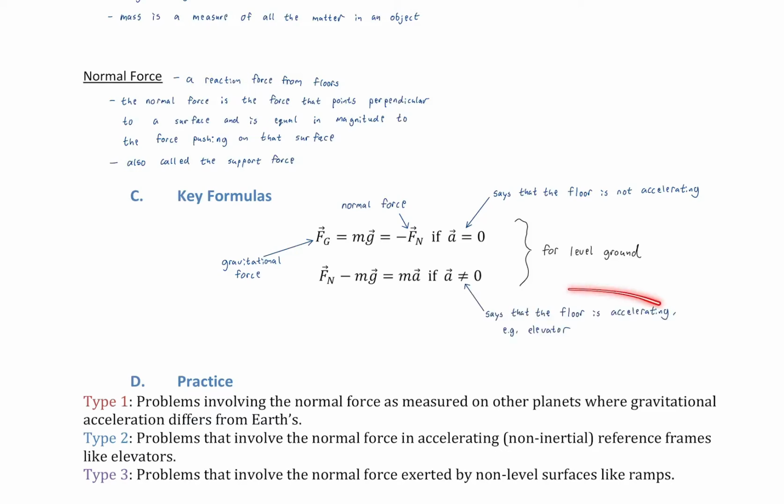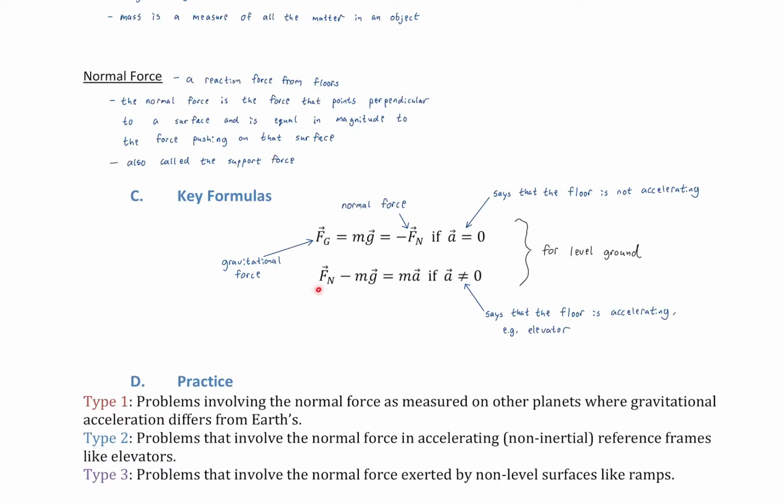So the next line just says that this is when the floor is accelerating, like an elevator, right? So when your floor is moving, specifically when it's accelerating, it doesn't matter if it's moving at constant velocity, but if it's accelerating, then your formula changes. Because now, your sum of forces, according to Newton's second law, is not equal to 0, which means that Fg does no longer equal negative Fn.